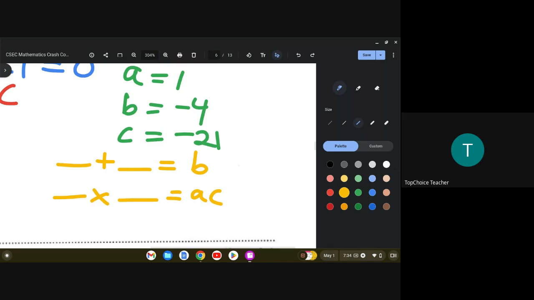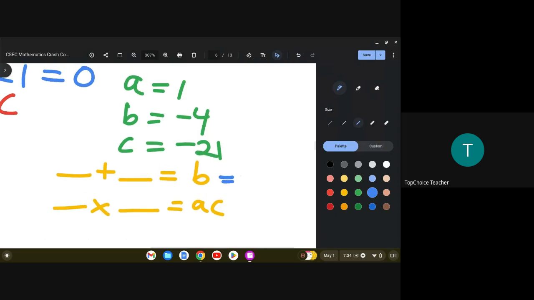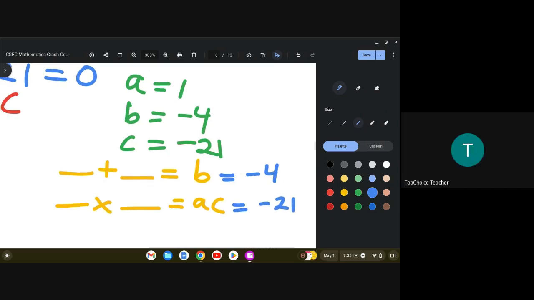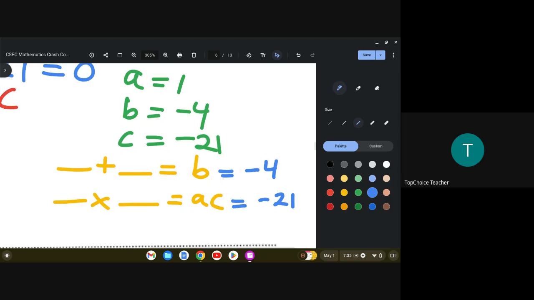Right, sorry about that. I know there was a little noise intrusion there. So let's put in some numbers. AC means A multiplied by C, guys. B is negative 4. Can you see that? What is AC? A multiplied by C. So what is 1 multiplied by negative 21? Negative 21. So you all see the issue here now, right?